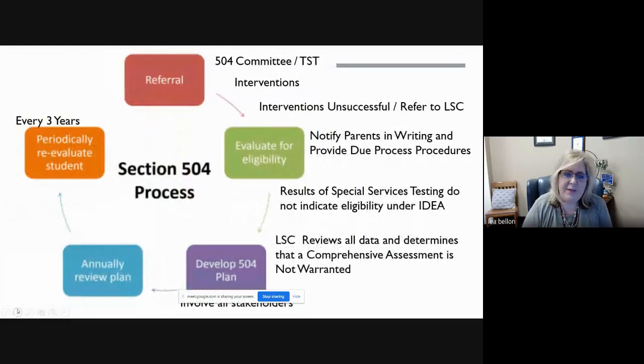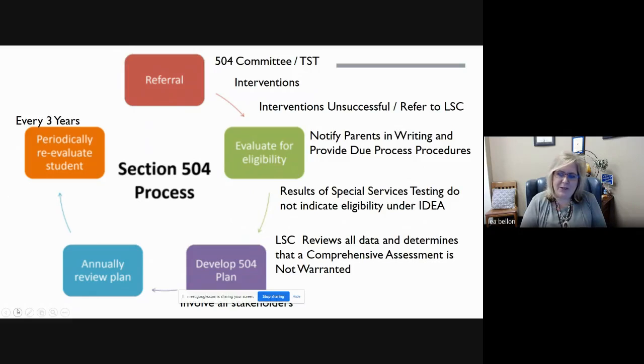Here is the 504 process, and this is all outlined in your procedures that you have in the handbook. But you begin with the referral at the top. And then the TST committee or 504 committee, whichever your school has, will look at all the information that you have, and you start basically that TST process. You're going to put some interventions in place. If those interventions are not successful, you're going to refer to the LSC. And then we're going to start looking at whether or not we need to evaluate for eligibility. And so we're going to notify the parents in writing. They have to have due process, which again, those procedural safeguards are in your manual, and they're also on the Google Drive.